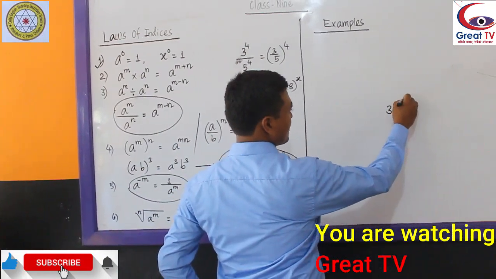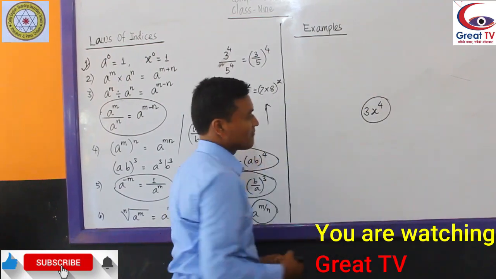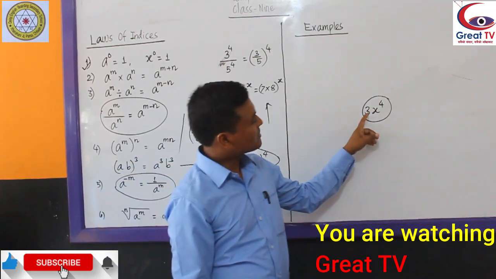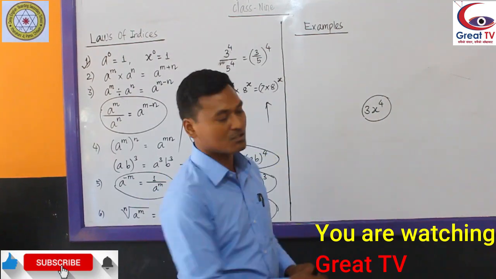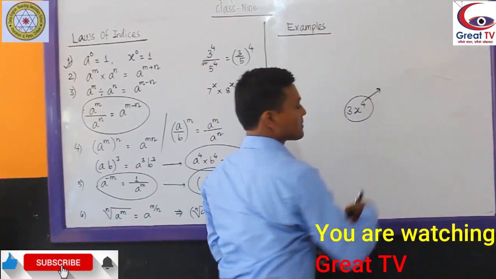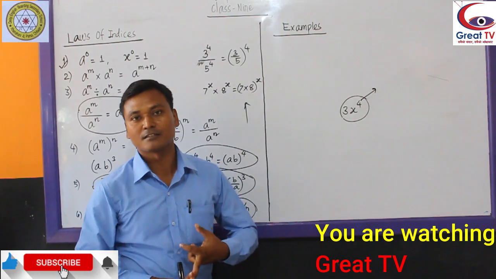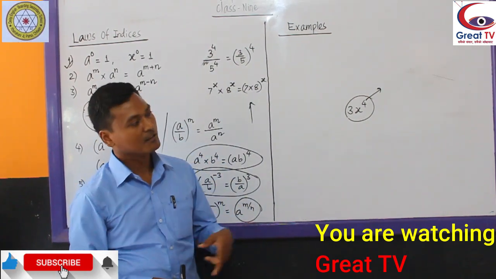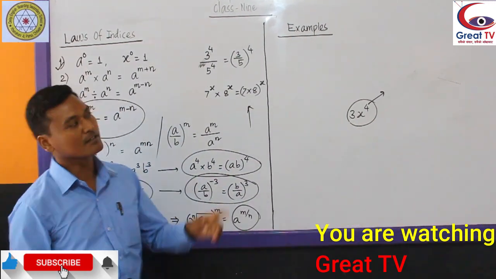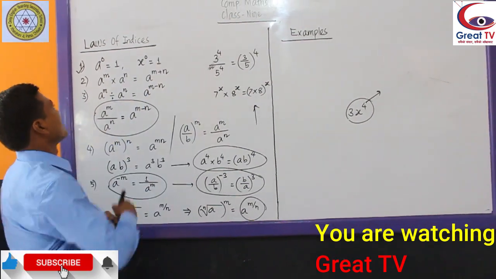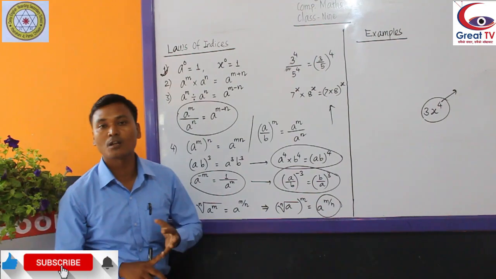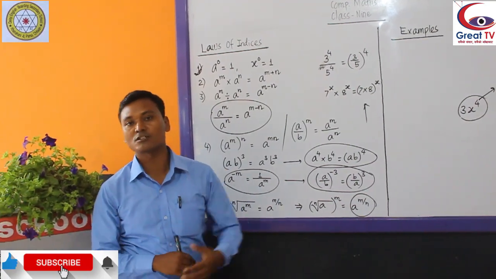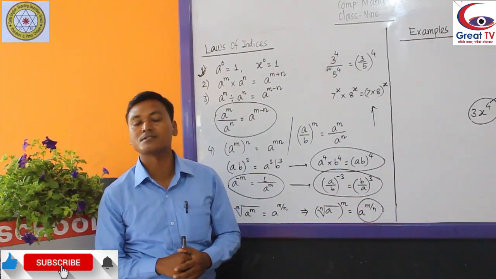If I write one algebraic expression 3x to the power 4, 3 represents the coefficient, x represents the base, and 4 represents the power. That we say index as well, and the plural form of index is indices. And any letter having whole power 0, the value is always 1. That is called law of zero index.